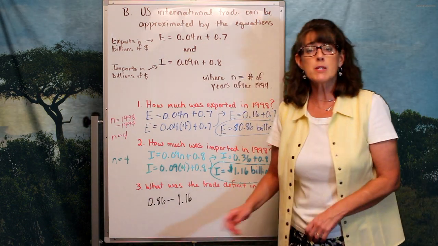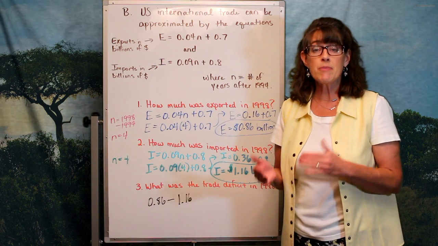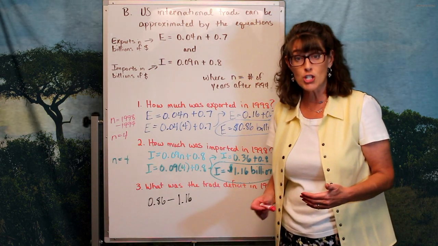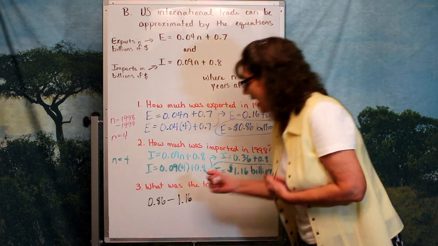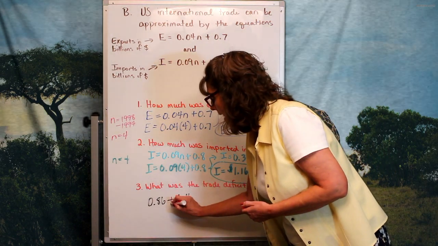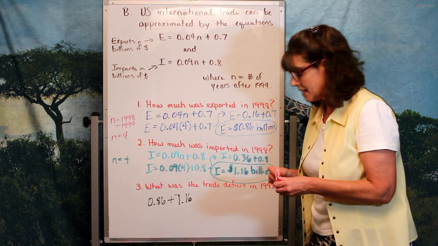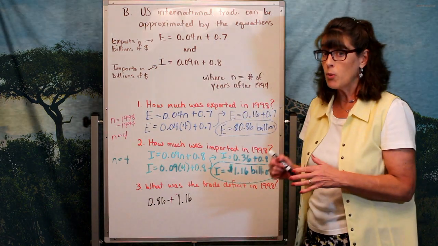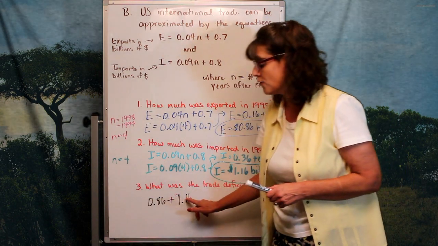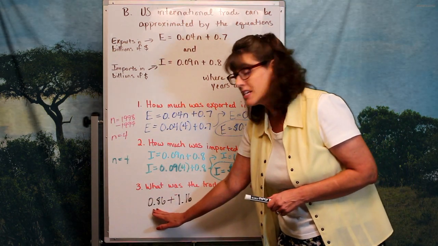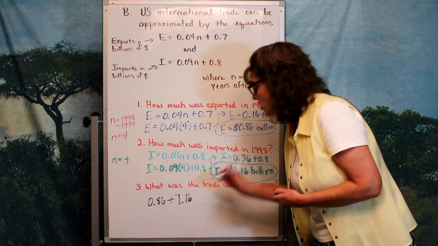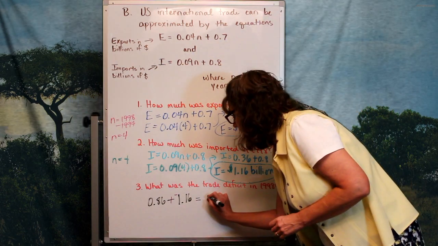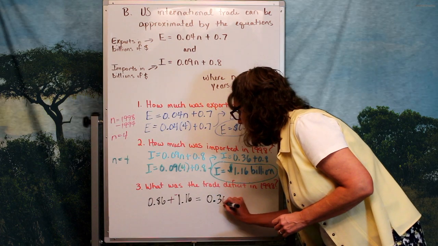Now remember, when I'm subtracting, that's the same thing as adding the opposite of the second one, because that kicks it back into an addition problem. Currently it's positive, so I'm going to add a negative. And so what that gives me is 0.86 plus a negative 1.16. Since the signs are now different, I'm going to take the smaller digit from the larger digit. And when I take 0.86 from 1.16, I get 0.30.